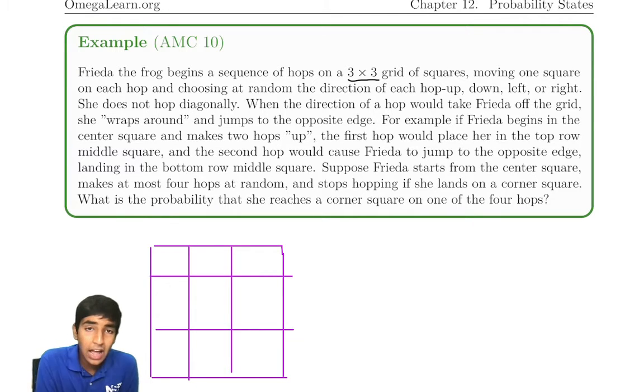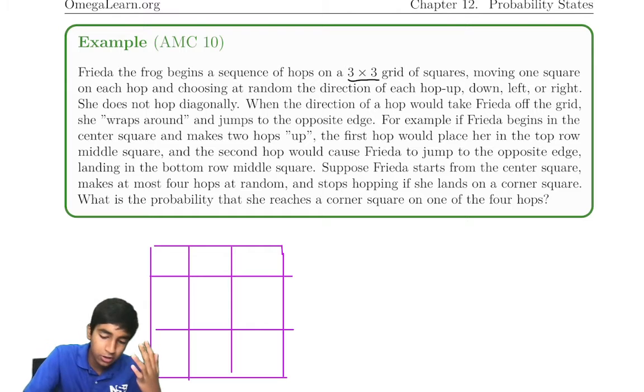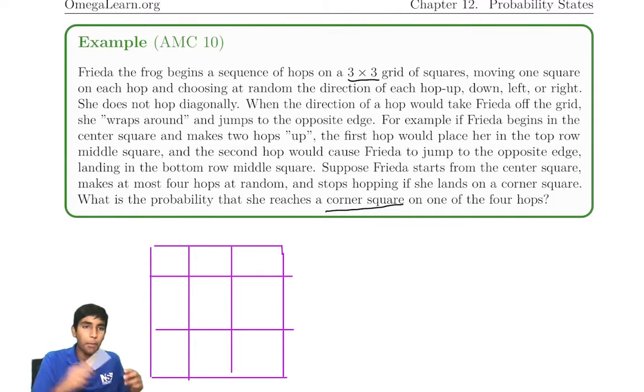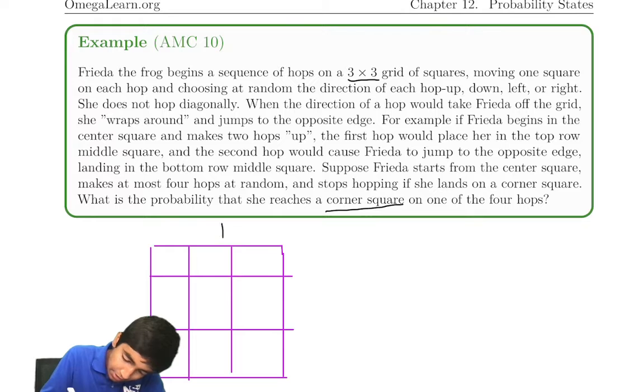And the reason that we don't care about which corner it is or which edge it is is because the problem literally just states reaches a corner square. It never says reaches a top right corner or a bottom left corner. Just corner. And if we're dealing with just corners, then we might as well also deal with just edges. So now we only have 3 states. That's it: edges, center, and corner.